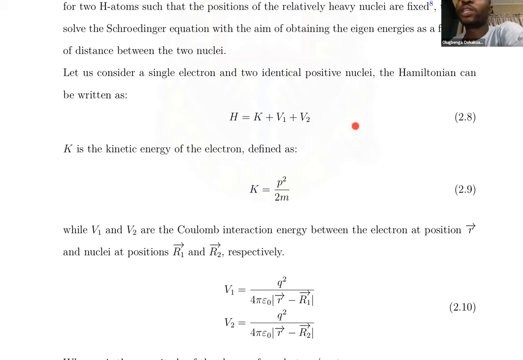So V1 and V2 are the Coulombic interaction between the electron at position r and the nuclei at positions R1 and R2, respectively. So we can say that we have a nucleus at position big R1, another nucleus at a position big R2. Then we now have an electron at position small r.